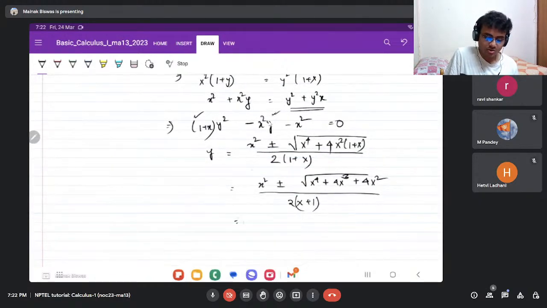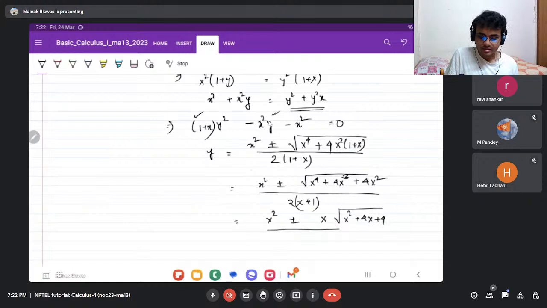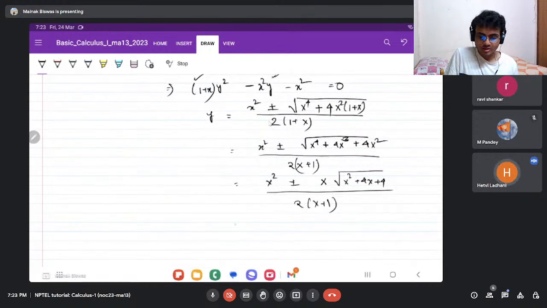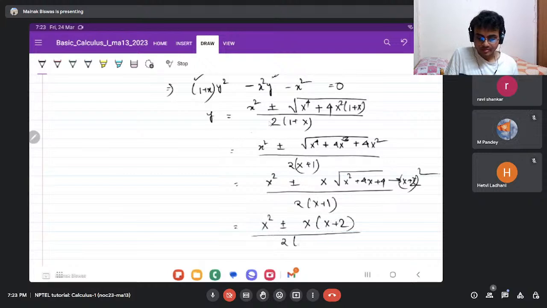So what can I do now? I can factor out x square, right? So I'll get x, and I'll get x square plus 4x plus 4, right? 2 into x plus 1. Agreed? x square plus minus, this is x plus 2 whole square. That also you agree? This is x into x plus 2. Right?